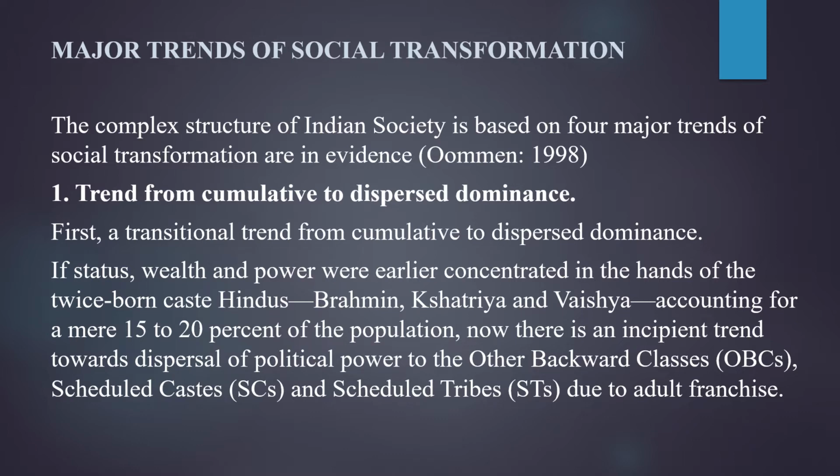The complex structure of Indian society is based on four major trends. Trend from cumulative to dispersed dominance. First, a transitional trend from cumulative to dispersed dominance. If status, wealth, and power were earlier concentrated in the hands of the twice-born caste Hindus, Brahmin, Kshatriya, and Vaishya, accounting for a mere 15 to 20% of the population, now there is an incipient trend towards dispersal of political power to the OBCs, SCs, and STs due to adult franchise.